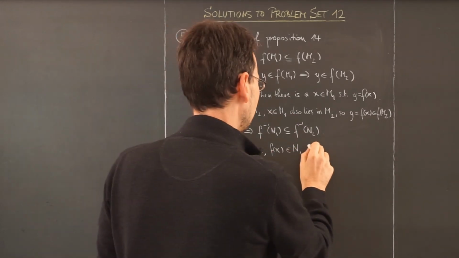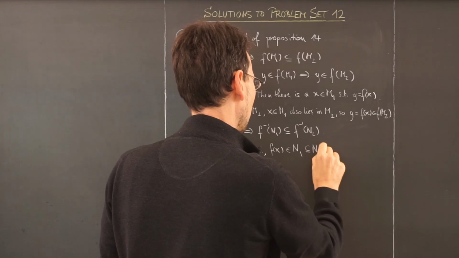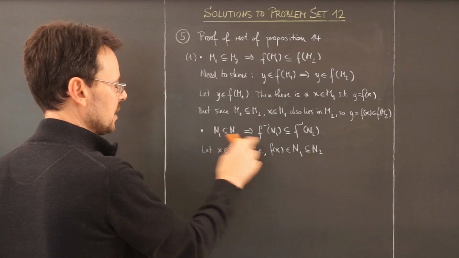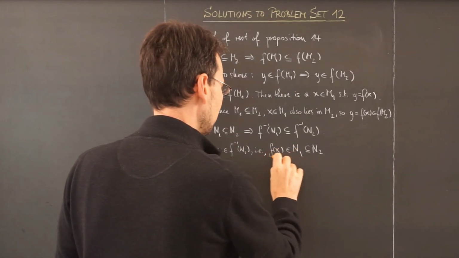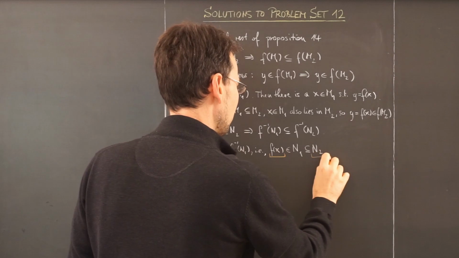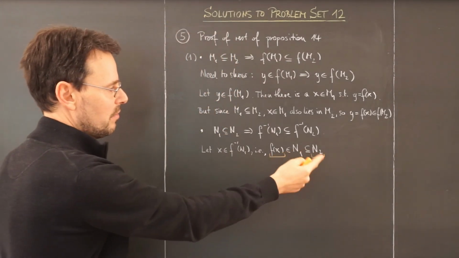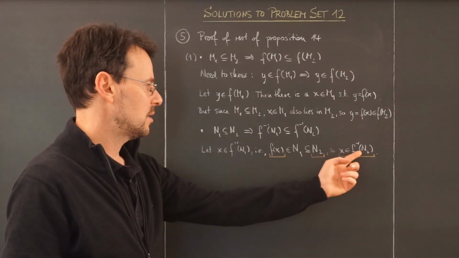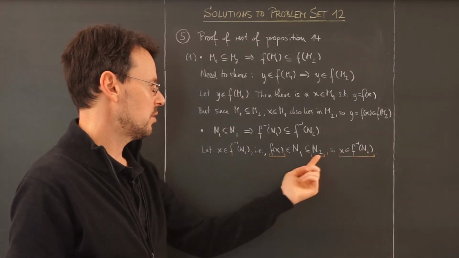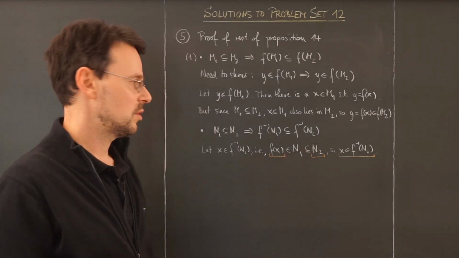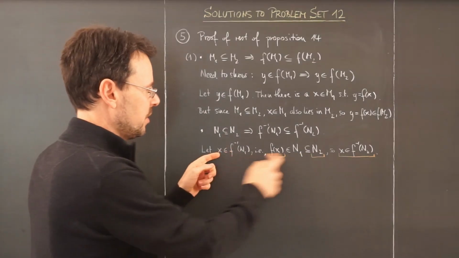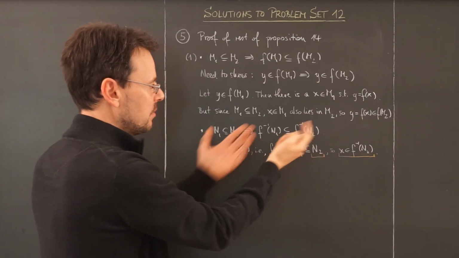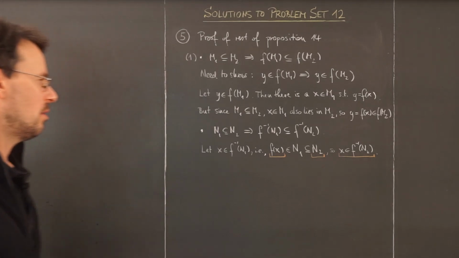But now, by assumption, N1 is a subset of N2. So that means that f of x also is an element of N2. And this, by definition, means that x is an element of f inverse, the pre-image of N2. Simply the definition of pre-image. And this from here to here means exactly that: if I take an element here, it also lies in here. So this is a subset of that.